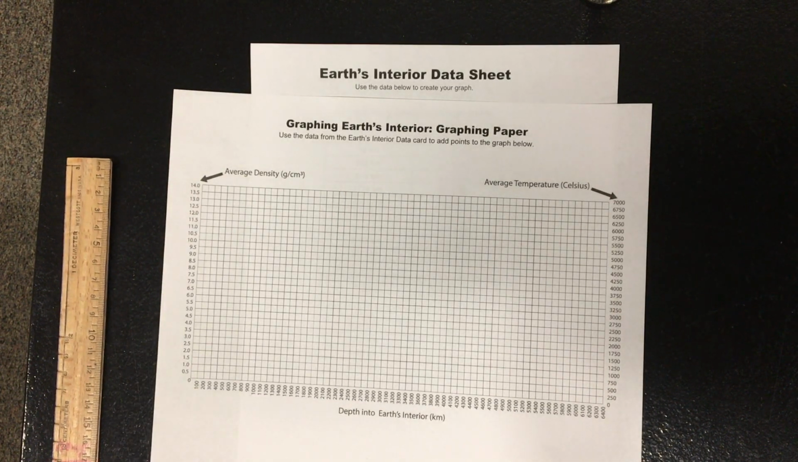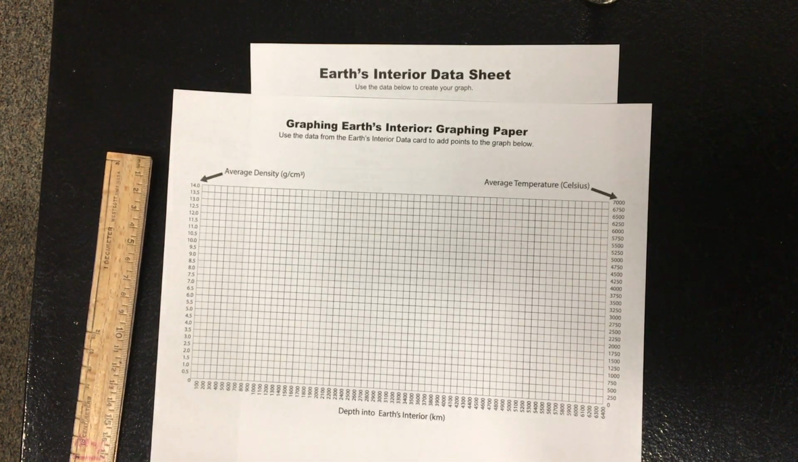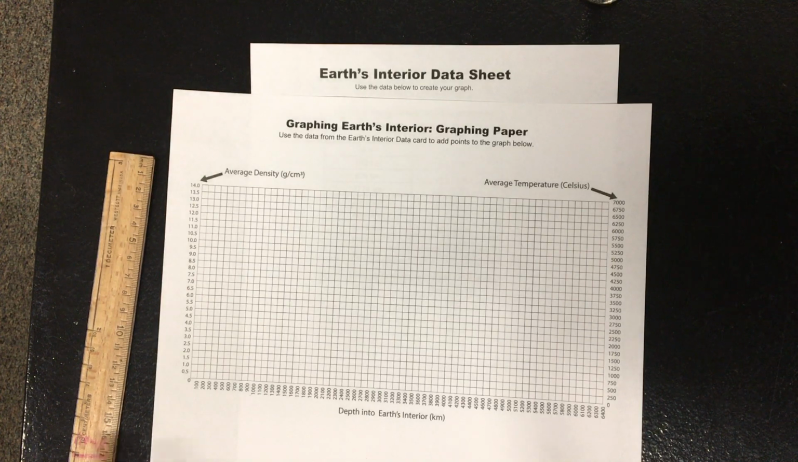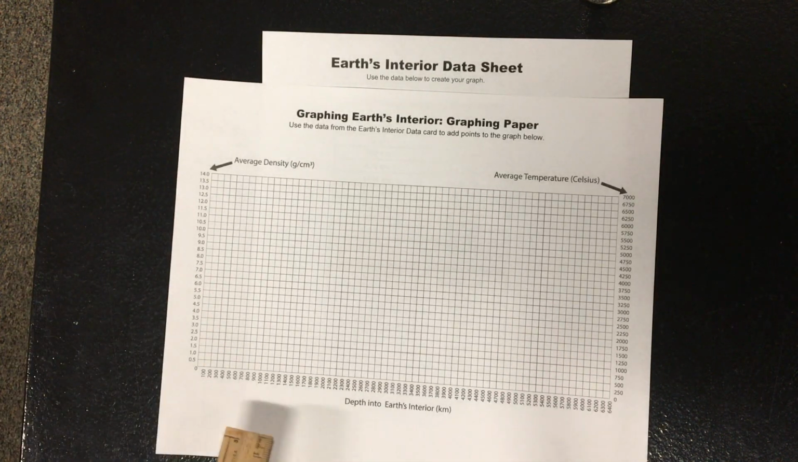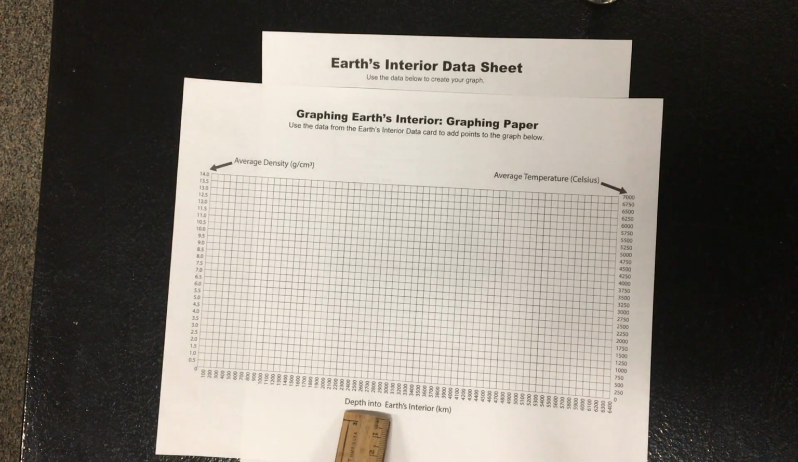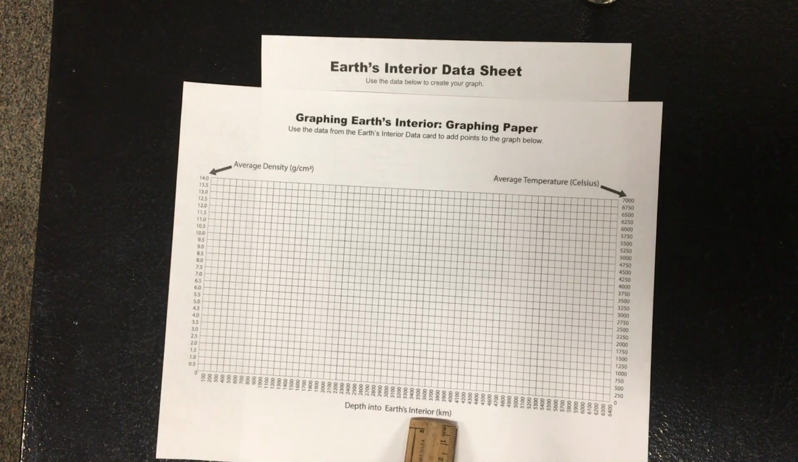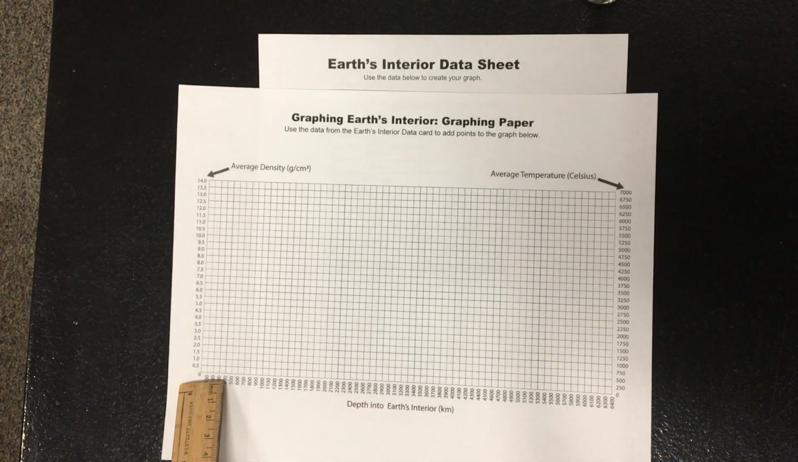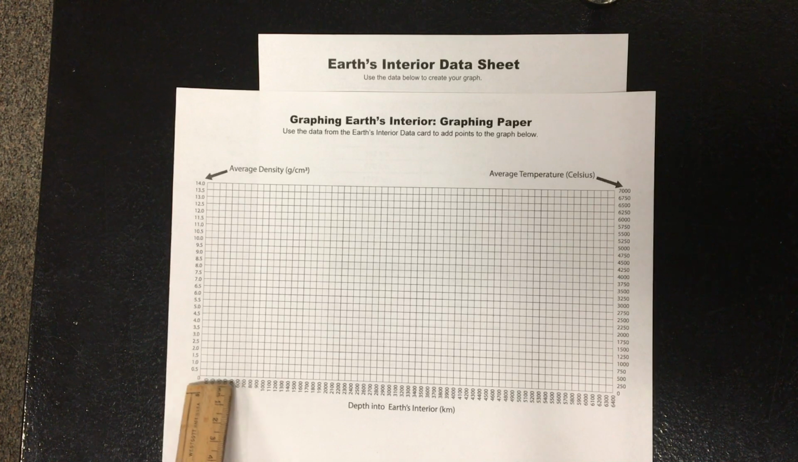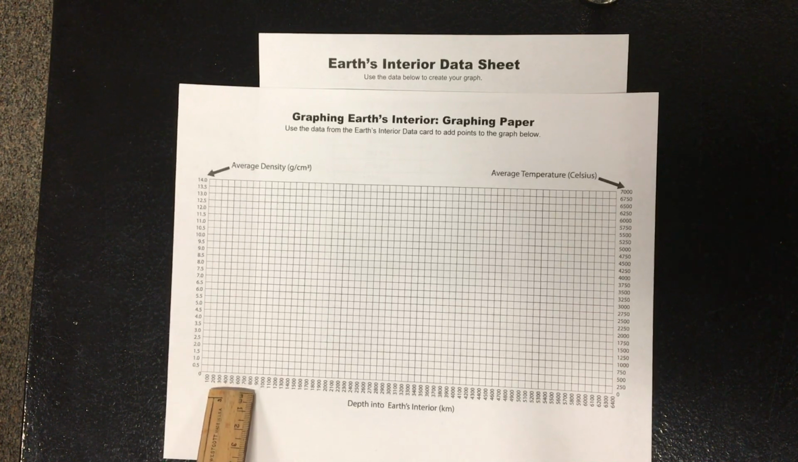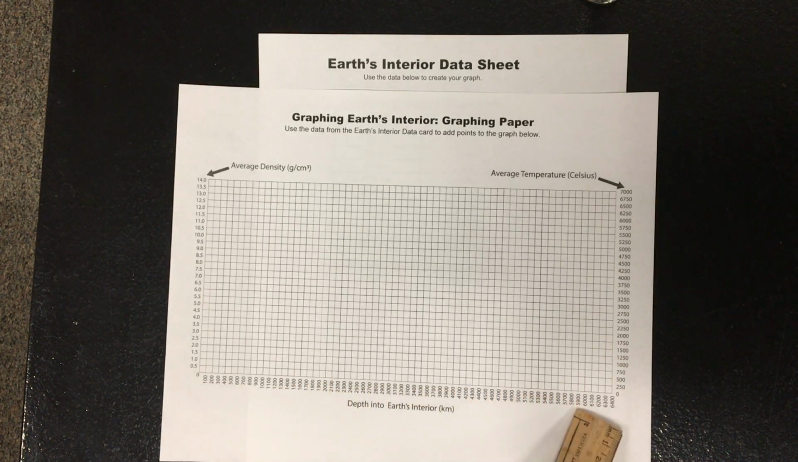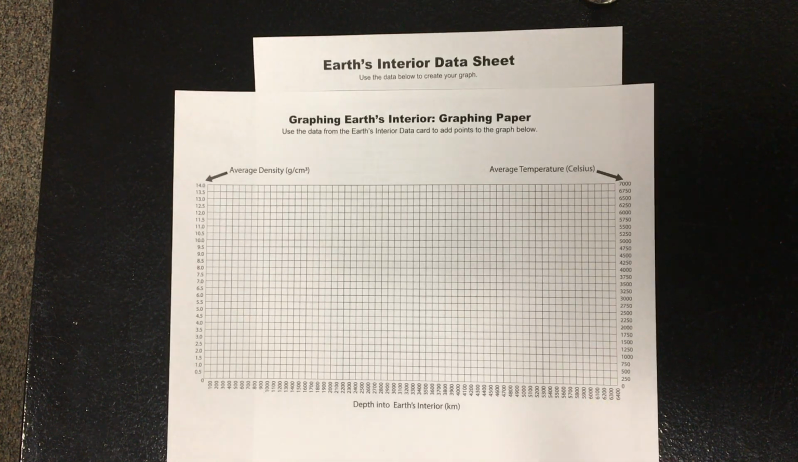I'm going to be showing you how to graph the data that we've been provided about the interior of the Earth. As you know, with graphs we have our x-axis, which goes this way, and on our x-axis we have the depth into Earth's interior from the surface. It ranges all the way from 0, and each line represents 100 kilometers, all the way to the center of the Earth, which is 6,400 kilometers.